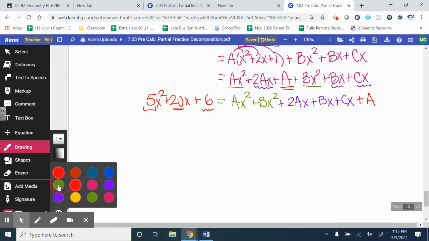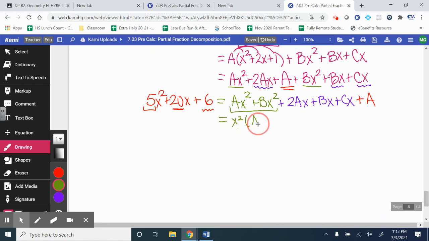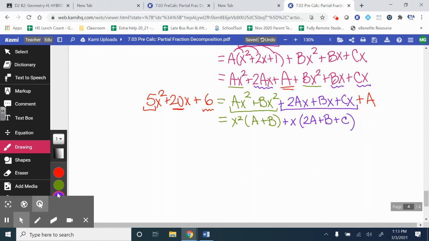So to get there to be only one x squared, where now I have two of them, I'm going to factor out x squared from just the green terms. So here's x squared, leaving me with a plus b. I'm going to switch to purple. Now I'm going to factor out an x from just the purple terms. So I'm going to do plus x, leaving me with 2a plus b plus c. And then lastly, I have my plus a, which is my constant, and nothing else to combine or factor out there.